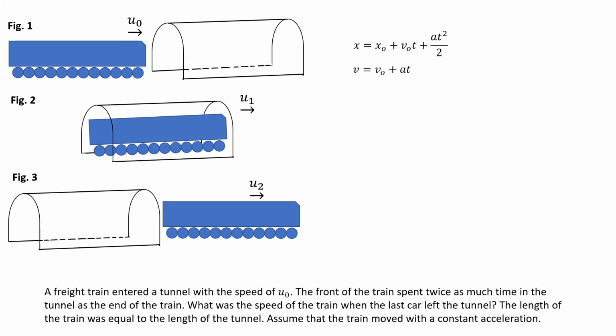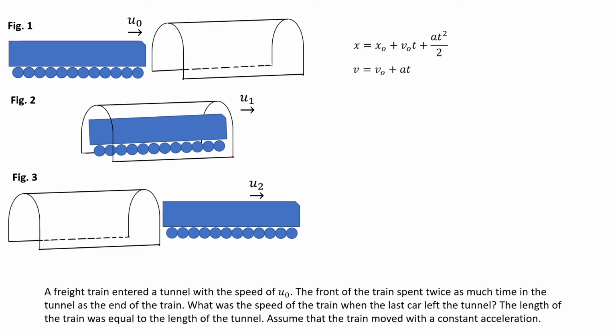Nobody told us what the length of the tunnel is. We just assume the length of the tunnel is L. That's what you normally do when you need some variable, or some value which you don't have. In this case, you just make it up. And hopefully at the end, you will either find this value or it's just going to cancel out. So the first equation is for the coordinate. The second equation is for the velocity.